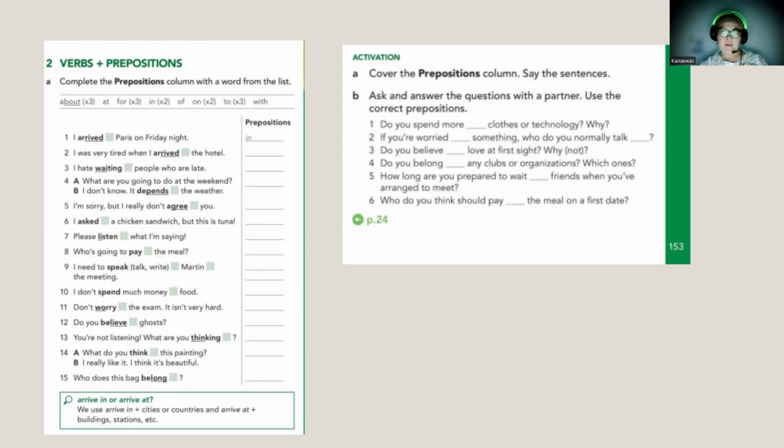Who do you think should pay for the meal on a first date? Of course, gentlemen. Gentlemen should pay for a meal. When I used to work at Kazakh Radio, I was a student, and I had a boss. He was much older than me, and we used to go to the canteen at the radio, and he always paid for me, and he said, never pay for a meal when a man is near you. So you understand, I hope. When you are with men, never pay for a meal.